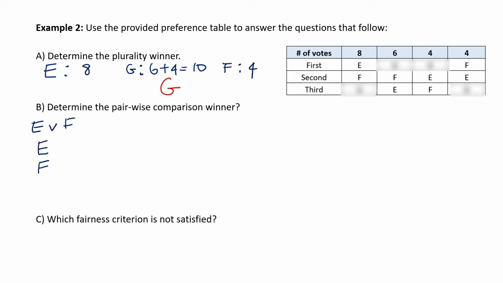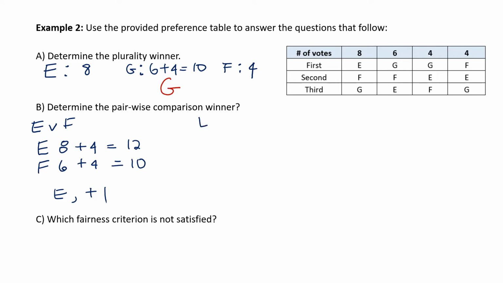In that head-to-head competition, on the first ballot, E wins above F, so that's 8. On the second ballot, F wins above E, so that's 6. On the third ballot, E wins above F, so that's 4 points. And on the last one, F wins above E, so that's 4. E has a total of 12. F has 10. So in this instance, E wins a point.